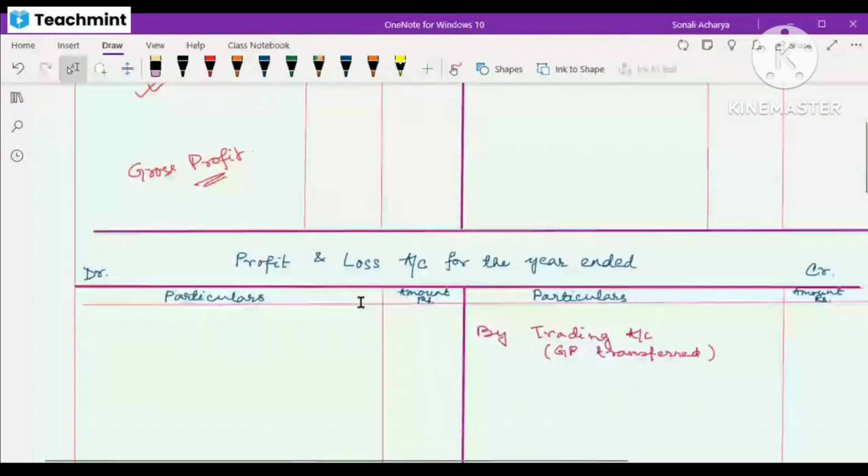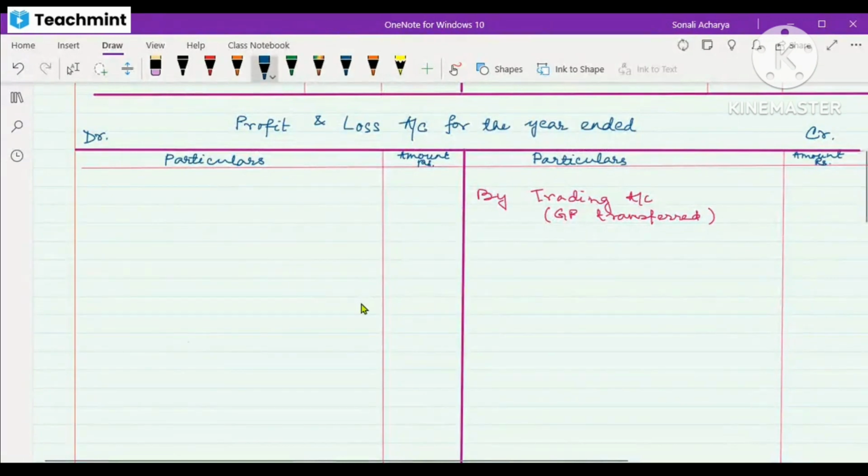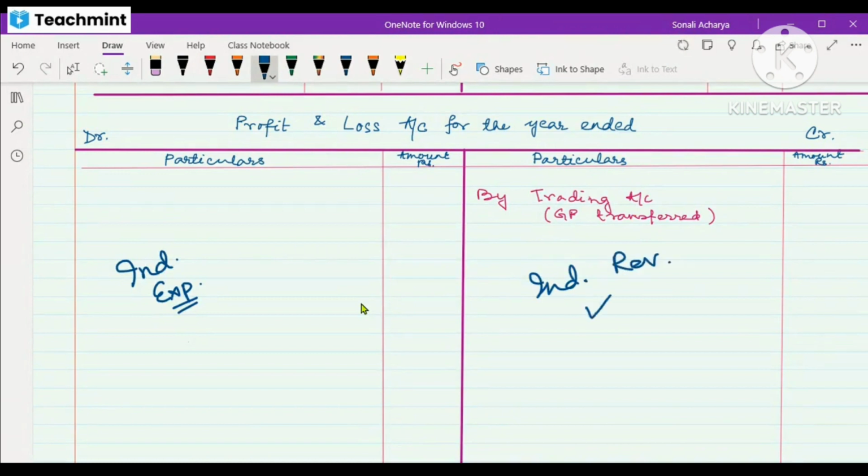So in profit and loss account, again this is a nominal account. We will record all the indirect expenses in the debit side and all the indirect revenue or income in the credit side. In this sum, the interest on investment will be recorded in this side because this is an indirect income. We are not generating income from any goods sold. Okay, that we are trading with.